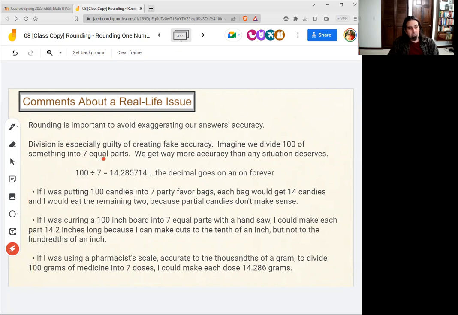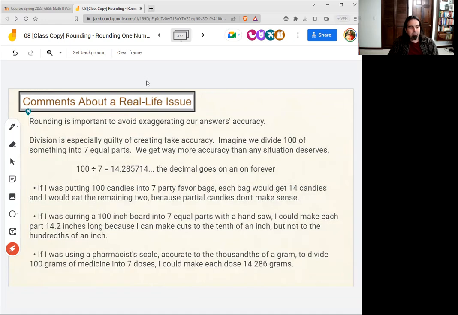If I do this on the calculator, I get a number that's a little bit more than 14. It's 14.285714, and it keeps going on and on. But let's think about 3 different stories where we might be taking 100 and making 7 equal parts. In the first story, I'm getting ready for a birthday party with my kid. There's 100 candies and 7 party favor bags. So how many candies go in each bag?